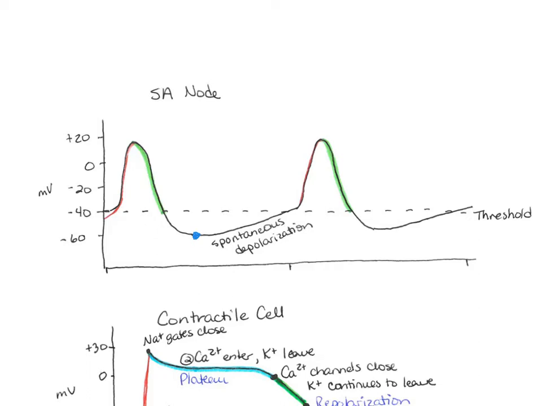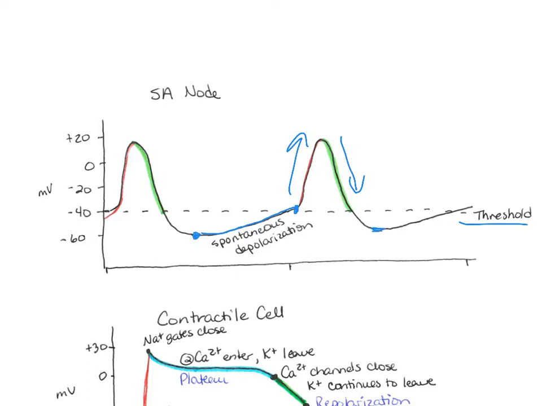The SA node is a pacemaker cell that's going to depolarize all on its own. It doesn't require a nerve sending it a message to get it to depolarize. So the sodium gates are open, and it doesn't stay at resting; the transmembrane potential is going to, all on its own, reach threshold. As soon as it reaches threshold, all those voltage-gated sodium channels open up. We get depolarization. Then the sodium channels close, and the potassium channels open, and we get repolarization. And then we go back down to resting again after that. So it's just a little bit different.